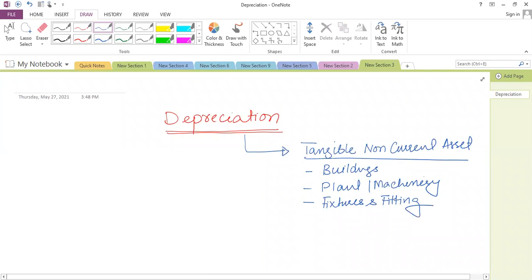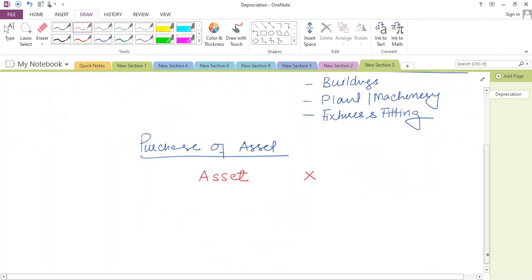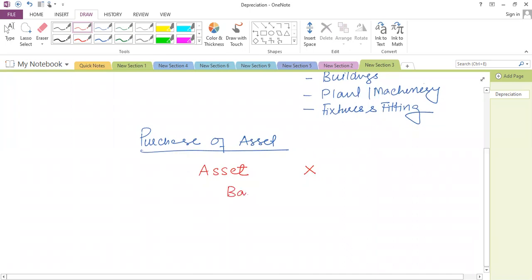First of all, when we purchase any non-current asset, we record an accounting entry. We debit the asset side, recording the asset on the debit side. So the asset account is debited, and if the payment has been made, then the bank account is credited. If payment has not yet been made, then we can book a payable against it.